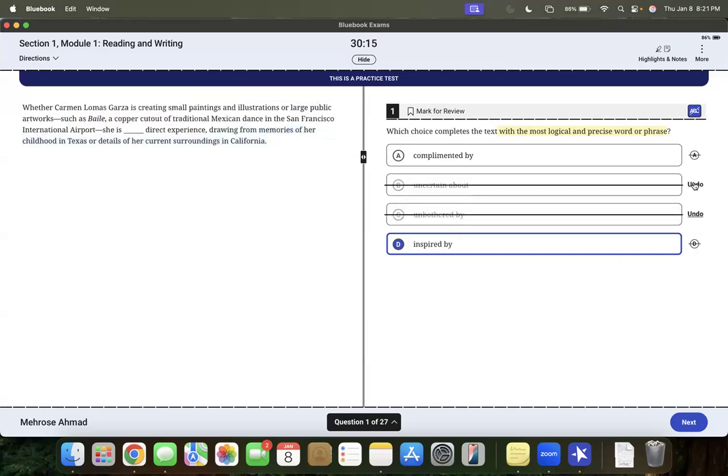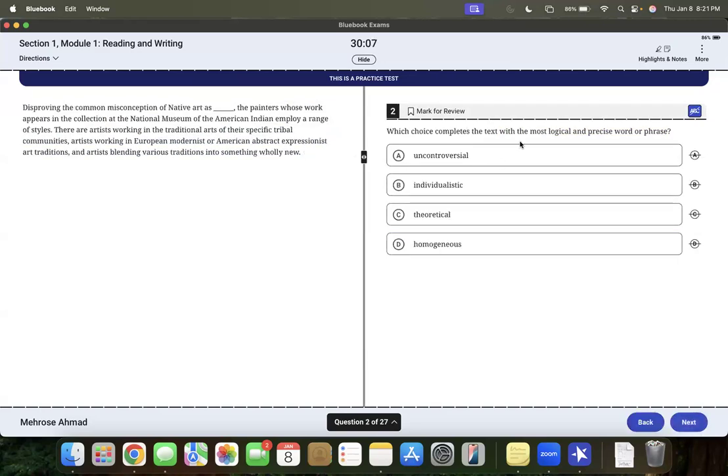You can see that there's also the strike out feature, which is really helpful as you're going through the exam, just to keep you focused and in choosing the right answer. Again, which choice completes the text with the most logical and precise word or phrase? You can also flag the question for review. So again, let's do this.